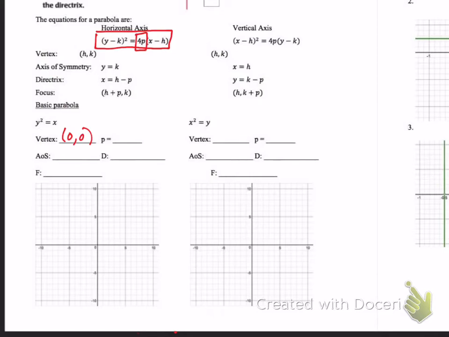So whatever coefficient is in front of the x here, which we would say is a 1, that number is equal to 4p. So if 1 is equal to 4p, then p equals what? If I were to just solve. 1/4. Perfect.